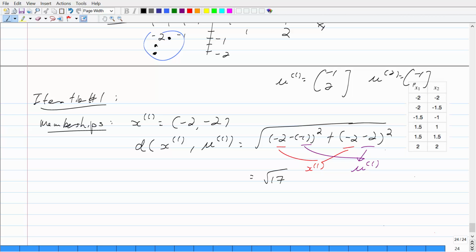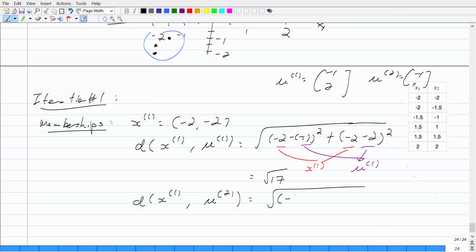What I like to do to save time is just calculate what's underneath the square root, because all you have to do is check whether the number is smaller. There's no need to calculate the square root, just leave it inside the square root to save time. Now you calculate the distance between the first example and the second centroid.